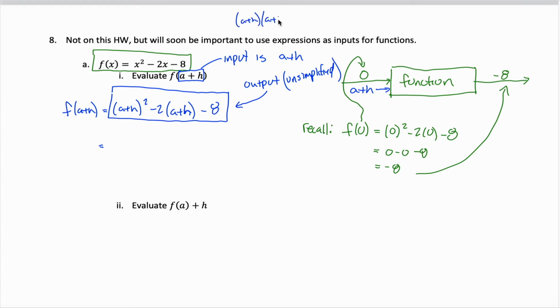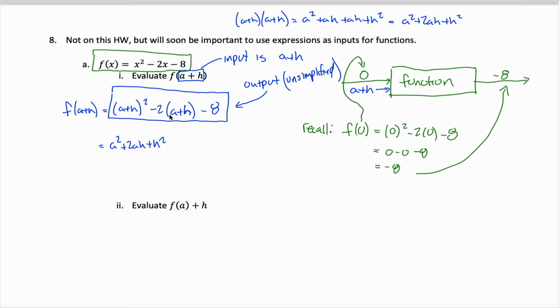And maybe you were taught the acronym FOIL. A times a gives you a squared. A times h gives you ah. H times a gives you ah. And h times h gives you h squared. So a plus h squared is a squared plus 2 of these ah things plus h squared. So instead of writing a plus h squared here, I can copy a squared plus 2ah plus h squared.